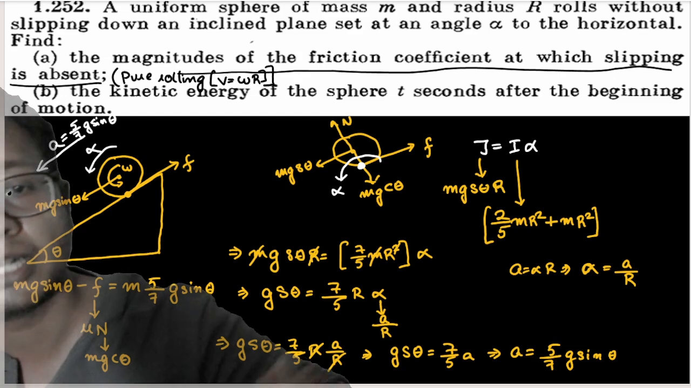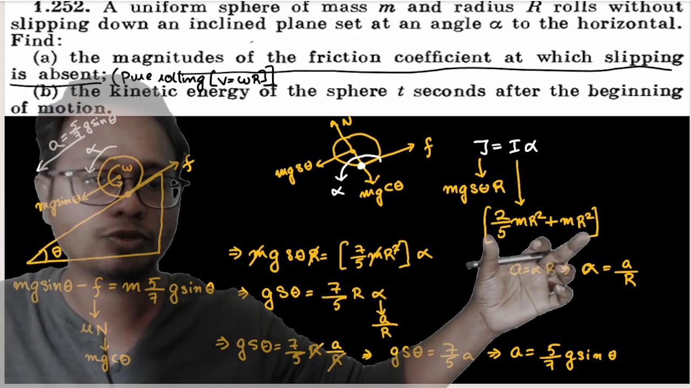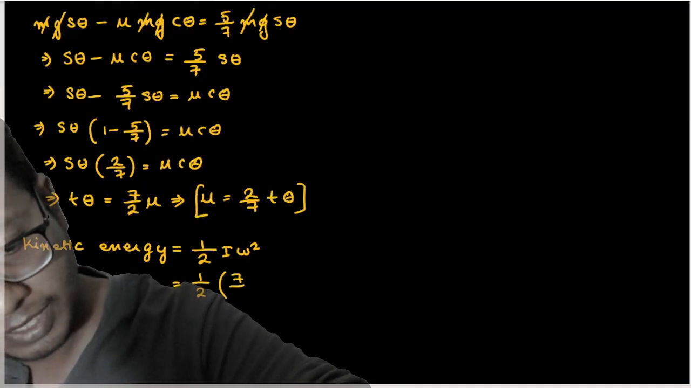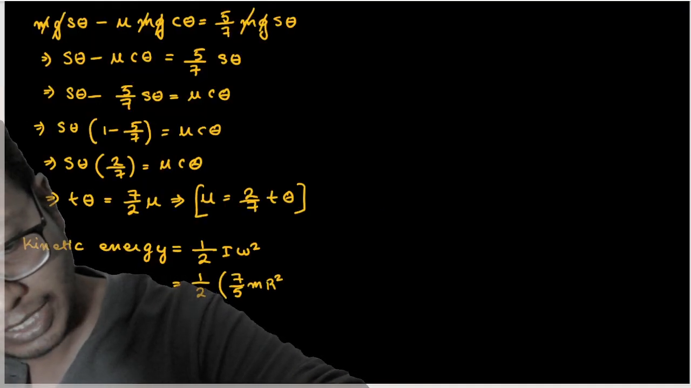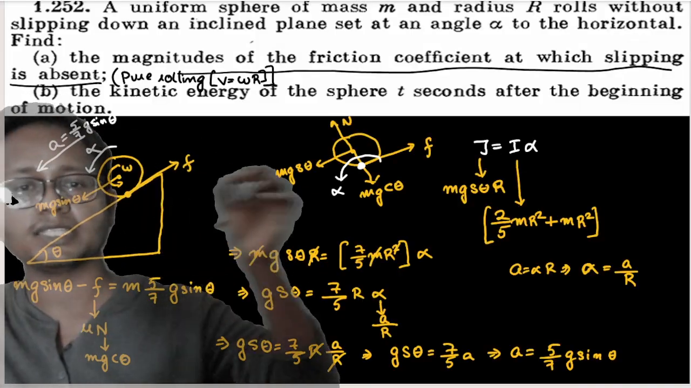Okay, so half I. What is the value of moment of inertia? Moment of inertia is nothing but 7 by 5 mr square. I've already obtained that: 2 by 5 mr square plus mr square is nothing but 7 by 5 mr square. Now my question is, what is the value of omega, or the angular velocity at a certain time t?